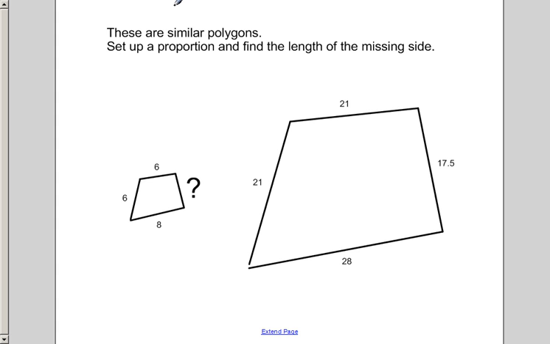All right, so now pause the video and do the same thing here. If these are similar polygons, set up a proportion and find out what the length of this missing side is.